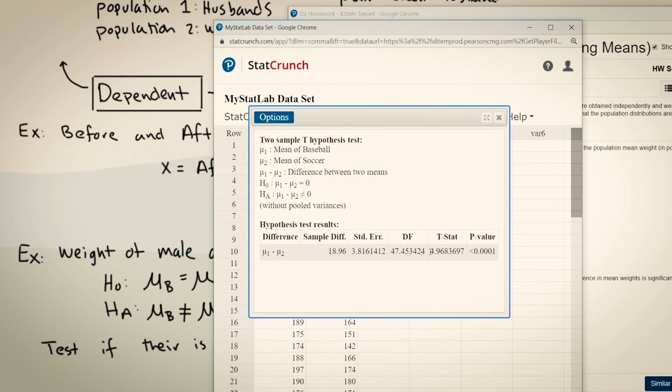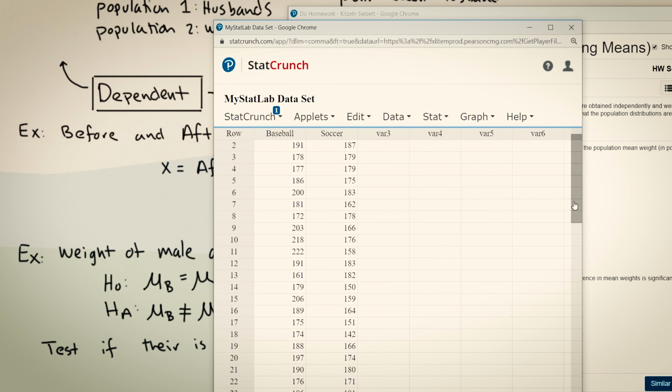Okay, and we have very strong evidence. It looks like this is a huge t-stat. We're almost at level 5, and the p-value here, they give me less than 0.0001. Yeah, look at some of these soccer players, only 158, and here's somebody in baseball at 222.